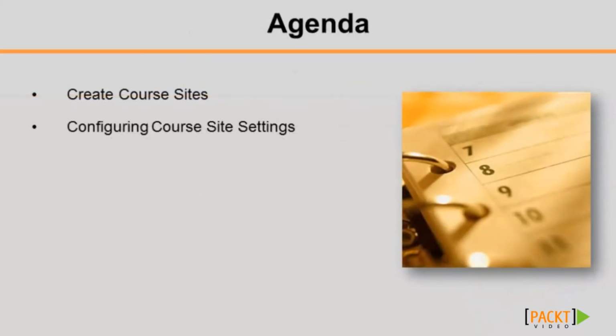You've got a course category created. Now you're ready to create the first course for that category. In this video, you'll learn how to get started by adding a new course site and configuring its settings.